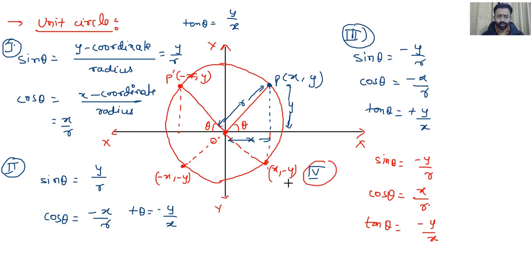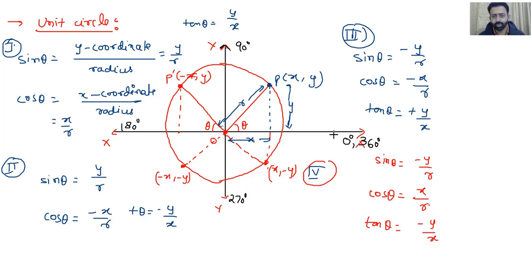Now, if theta is lying in the third quadrant, say 210 degrees, before that I also need to tell you that this horizontal x-axis is your 0 degrees. If I talk in terms of degrees, this is 0 degrees, this is 90 degrees, this is 180 degrees, this is 270 degrees, and this is again 360 degrees. This is your complete one circle.